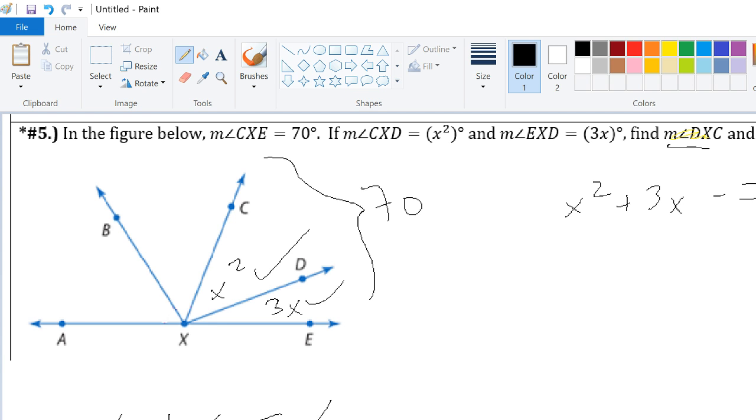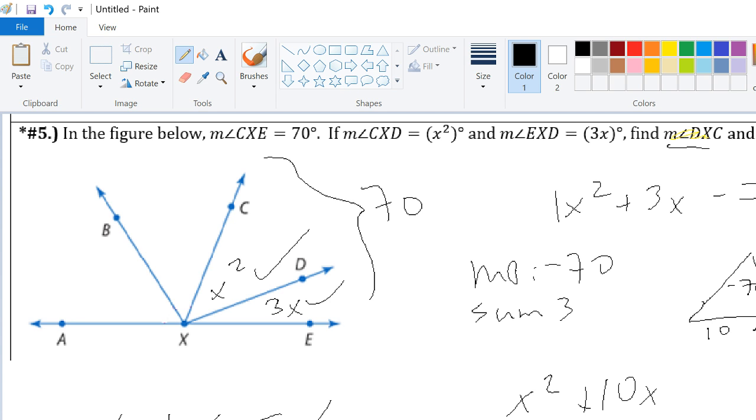Now from here we see that we have a master product, which is 1 times negative 70, so that's negative 70. And then we have a sum of positive 3. So this negative 70 is from positive 10 times negative 7. So now we have x squared plus 10x from here, minus 7x from here, then minus 70, still equal to 0.